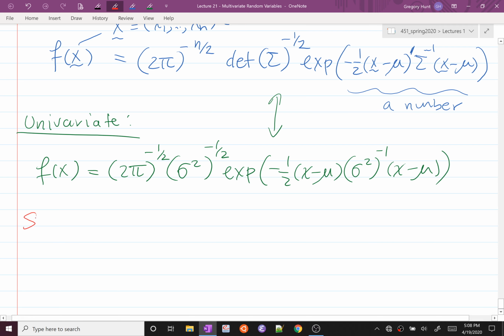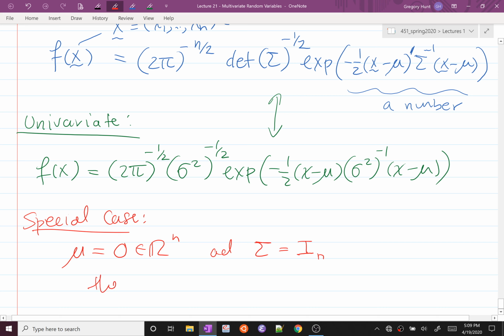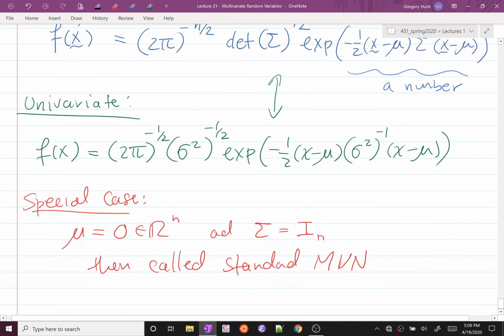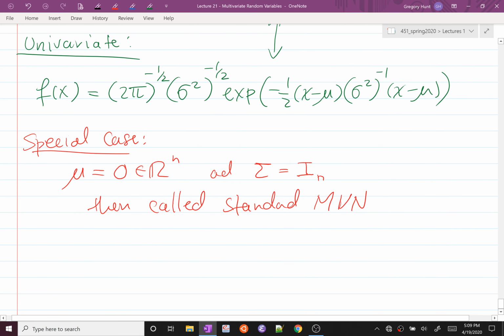There are some special cases. If mu is the 0 vector, 0 in R^n, and my covariance matrix is the identity I sub n, then we call this the standard, and I'm going to abbreviate this as MVN, multivariate normal distribution. So the standardized version of the multivariate normal is a zero mean vector and identity matrix as the covariance matrix.